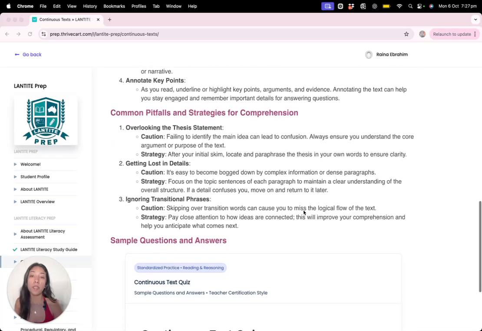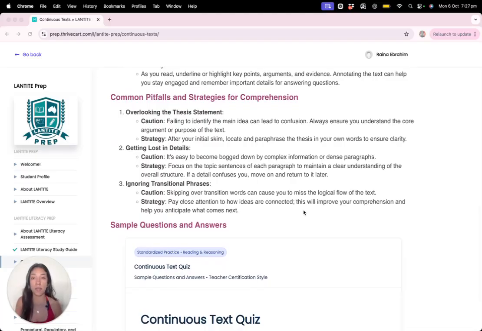So here are some common pitfalls and strategies for comprehension. One is overlooking the thesis statement. Failing to identify the main idea can lead to confusion. Always ensure that you understand the core argument or purpose of the text. After your initial skim, locate and paraphrase the thesis in your own words to ensure clarity and just for your own understanding. Two, getting lost in details.